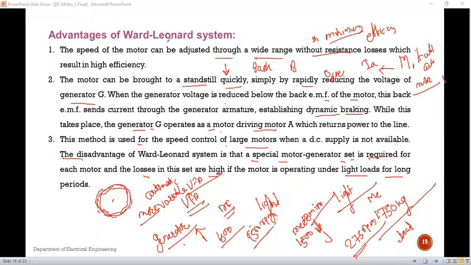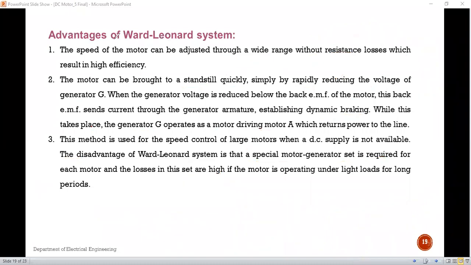Hello, these are the advantages and this is the Ward-Leonard system of speed control. Is there any doubt in this speed control technique? Please give me a reply in the chat box.